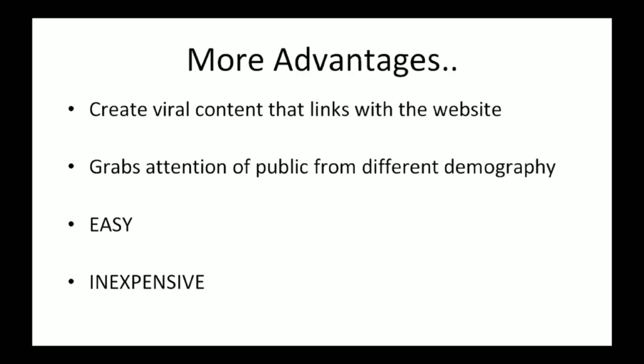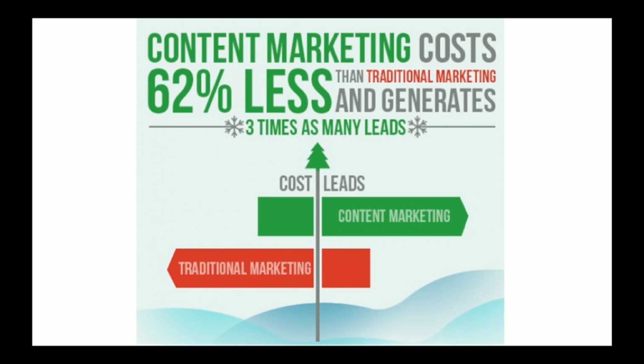Number 5, you can create viral content that links with the website, attracting crazy amounts of clients. Number 6, through multimedia formats, you can attract the attention of the public across many demographics. Number 7, it's so much easier to put up content on the internet than on the television, radio, or magazines, etc. Number 8, it's totally inexpensive. Moreover, content marketing costs 62% less than traditional marketing and generates 3 times as many leads. Do you still need to ask why you should go for content marketing? Hey, I can go up to number 100 if I want to, but you get the idea.